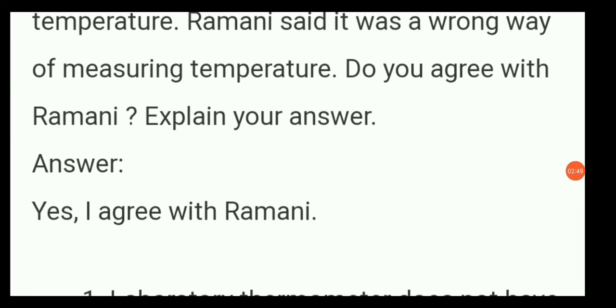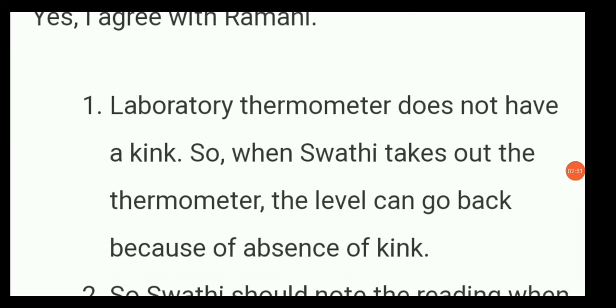Yes, I agree with Ramani. First point, why I agree: laboratory thermometer does not have a kink.